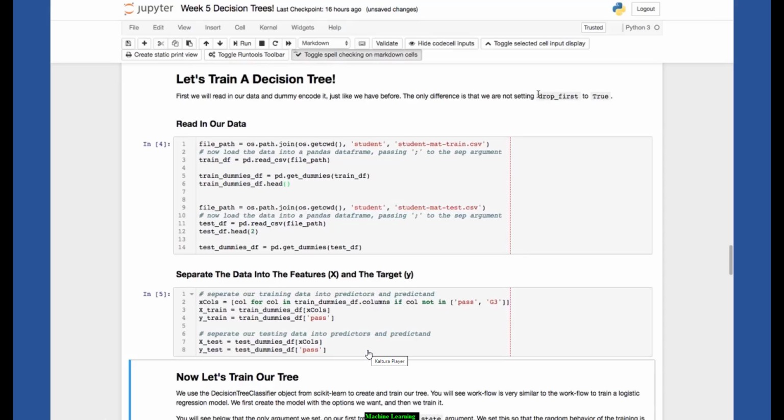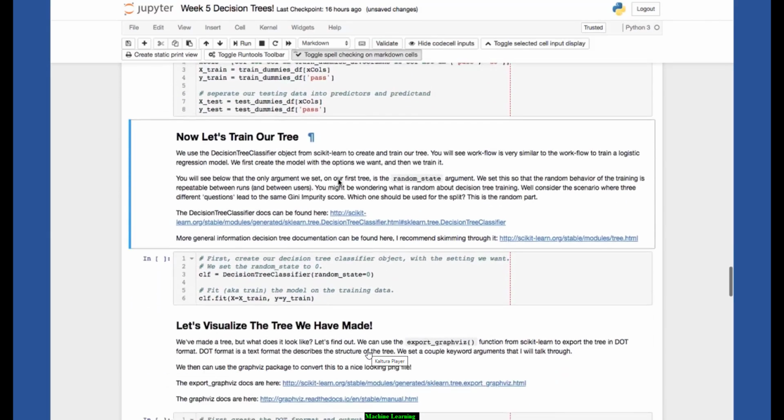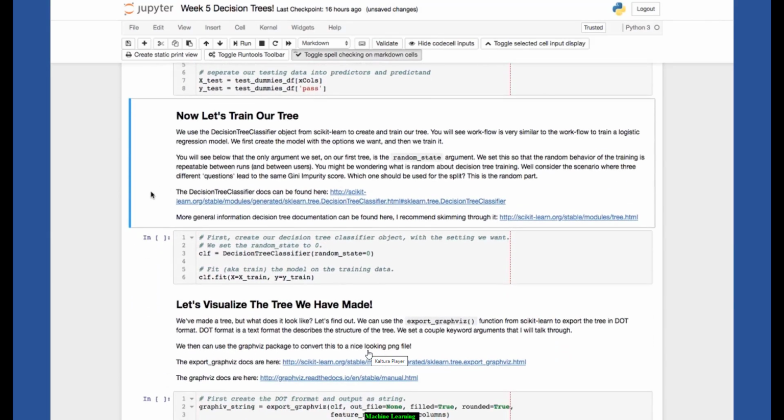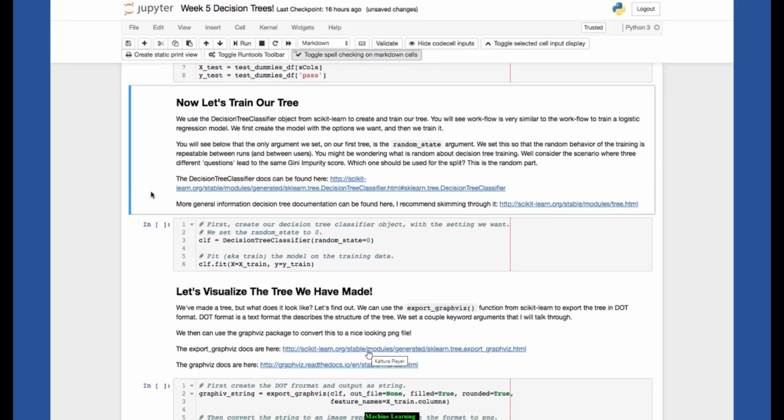Now there is one difference actually. We are not setting the drop first keyword argument to true. That was a keyword argument of the get dummies function. We talked about in the previous lecture why we don't need to do that. So we did do that with logistic regression. We're not doing it here. Okay, now let's train our tree.